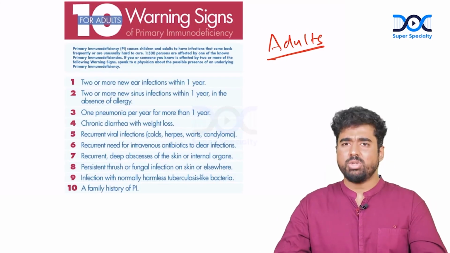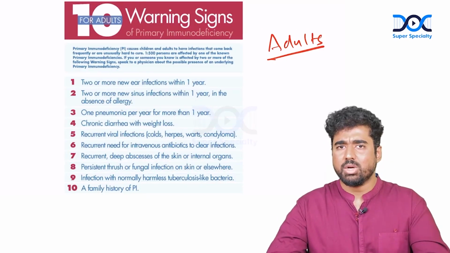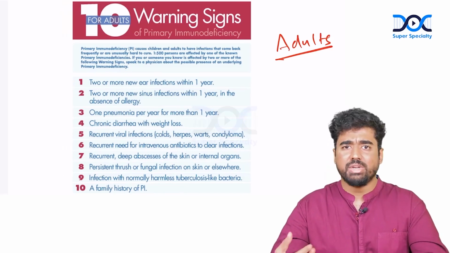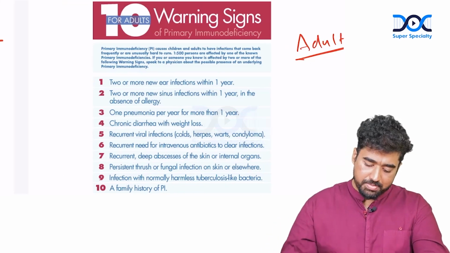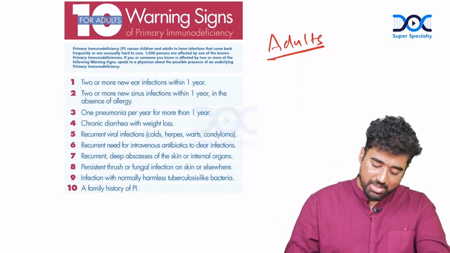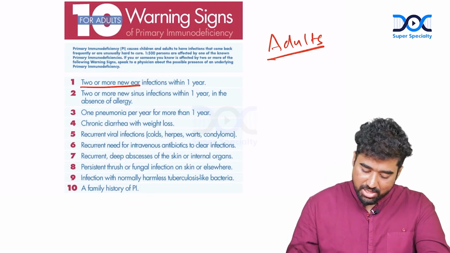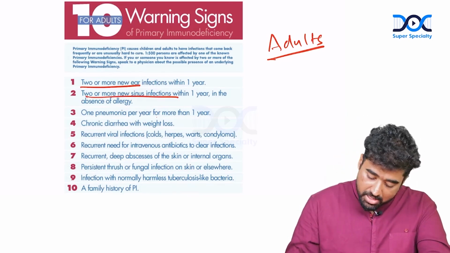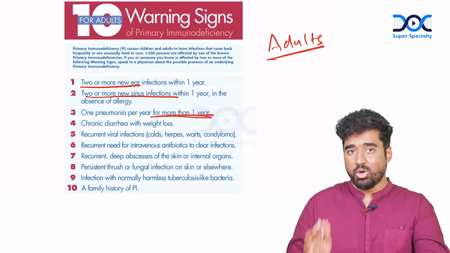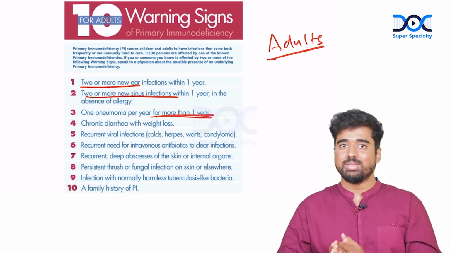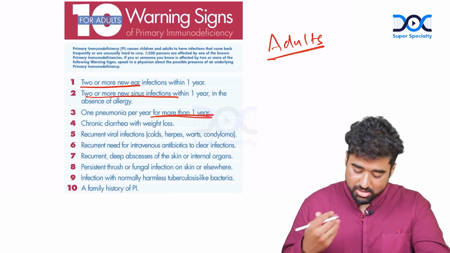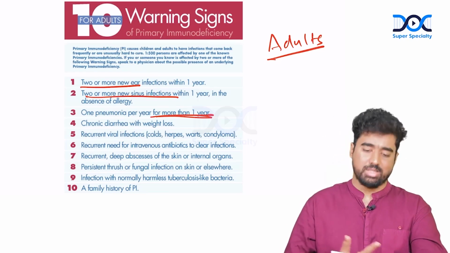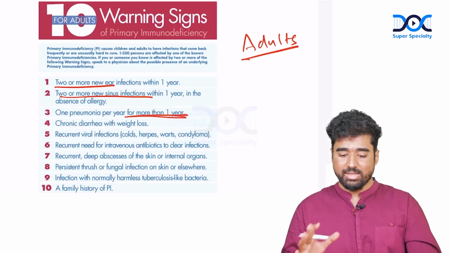When it comes to adults also, which is important in the context of maybe adolescents like 15 years of age, you have to have a slightly lower threshold. That is, even 2 or more new ear infections in 1 year, 2 or more new sinus infections, the absence of allergy, 1 pneumonia per year for more than 1 year, chronic diarrhea, and obviously the other things that are recurrent viral infections, fungal infections, severe infections, family history, etc. All of these are warning signs.